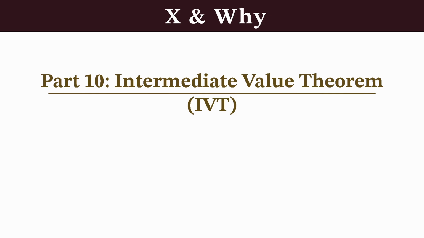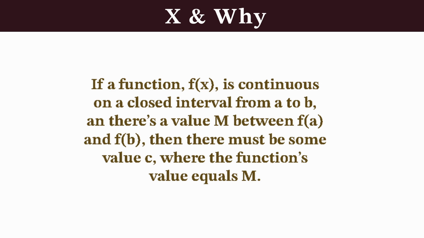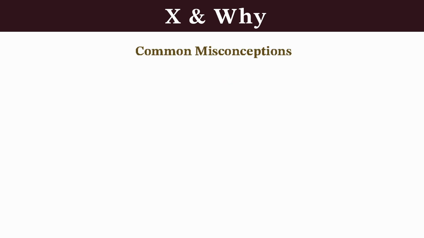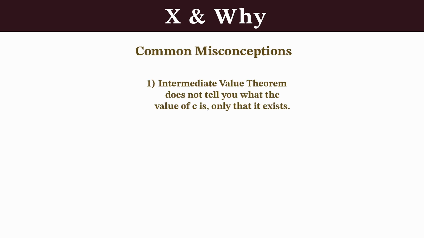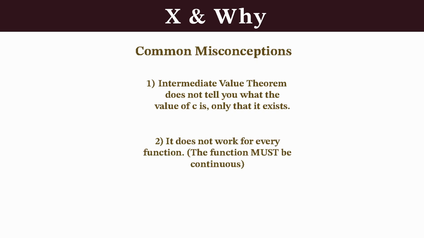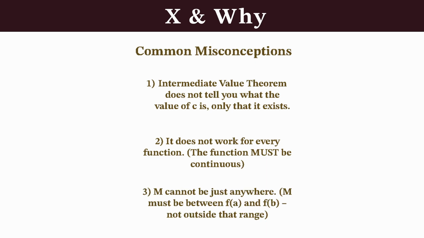Part 10. Intermediate value theorem IVT. If a function f of x is continuous on a closed interval from a to b, and there's a value m between f of a and f of b, then there must be some value c, where the function's value equals m. Some common misconceptions about intermediate value theorem. Intermediate value theorem does not tell you what the value of c is, only that it exists. It doesn't work if the function is not continuous. M must be between f of a and f of b, not outside that range.